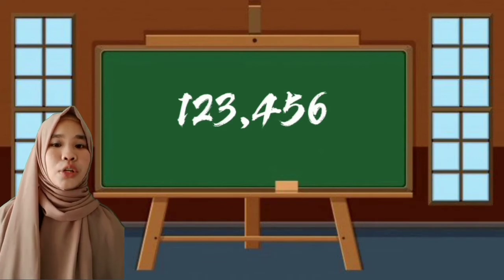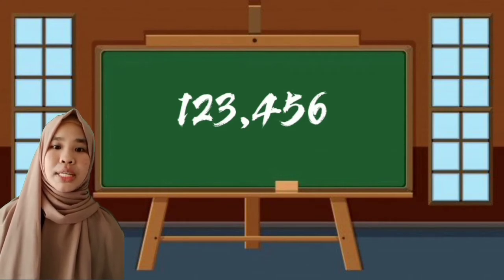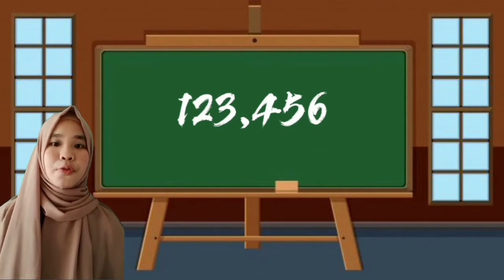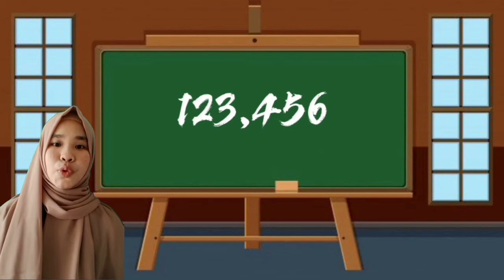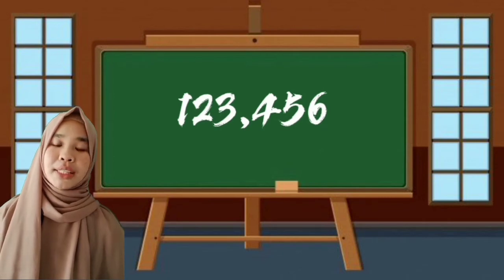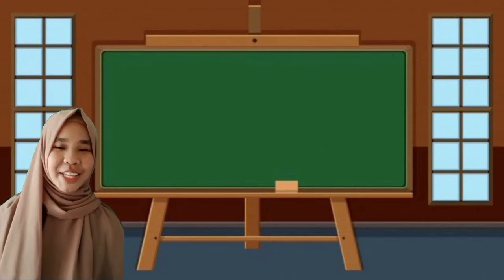123,456. Do not be surprised about the comma sitting in 123,456. In English, the rules of dot and comma switch their function. If you have 23.5, it will be read 23.5 and it is a decimal number. Okay, that's all my explanation. Thank you.